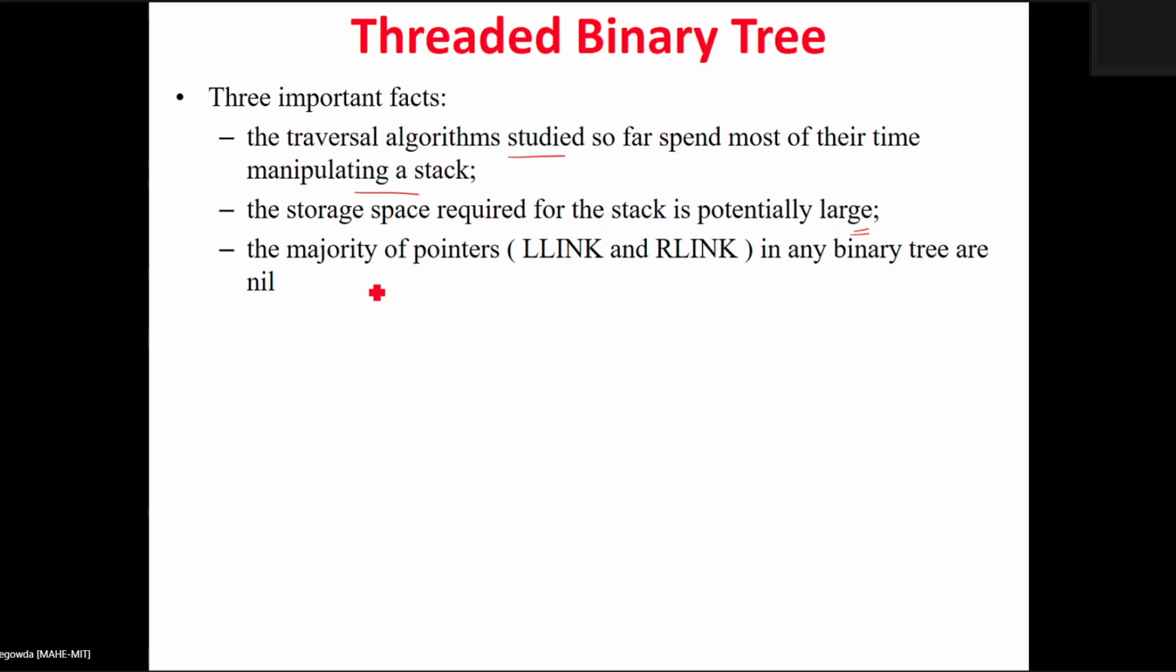And one more observation is that in case of binary trees, the majority of the pointers are nil. In case of binary nodes, the nodes are represented by the following fields: left link, right link, followed by the data field. So in any given binary tree, the majority of the pointers are nil. We don't make use of either the left pointer or the right pointer. Where exactly are these left links or right links null? They are null in the terminating nodes.